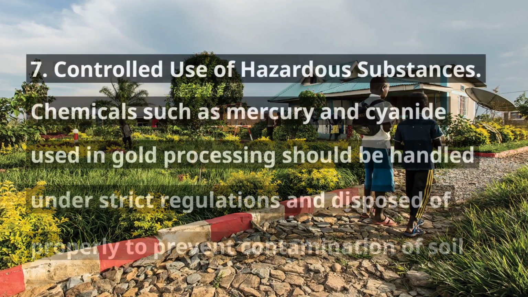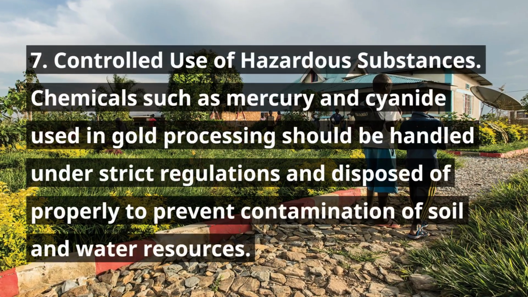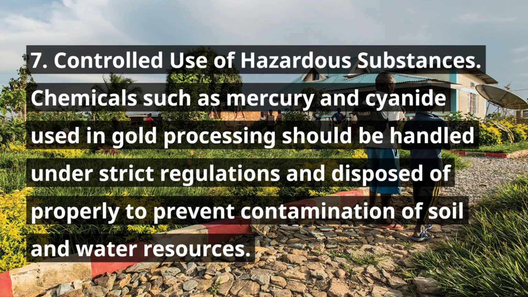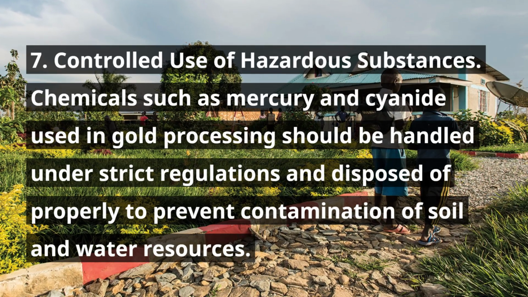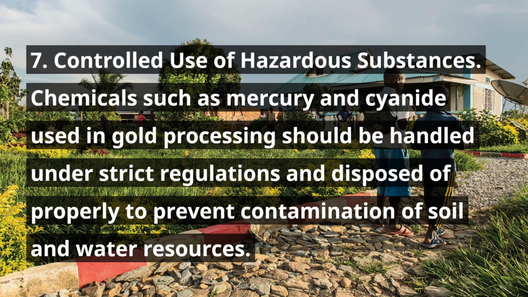7. Controlled use of hazardous substances. Chemicals such as mercury and cyanide used in gold processing should be handled under strict regulations and disposed of properly to prevent contamination of soil and water resources.